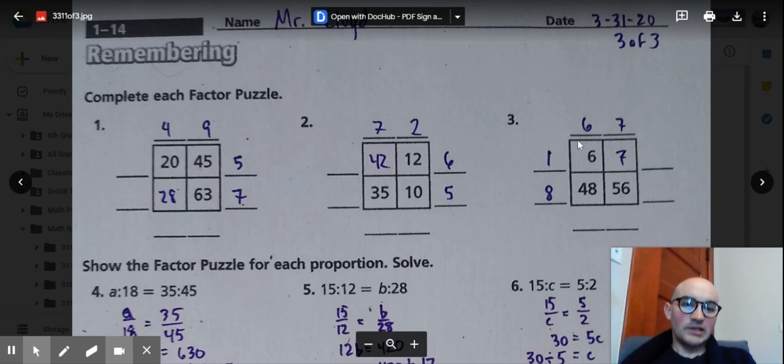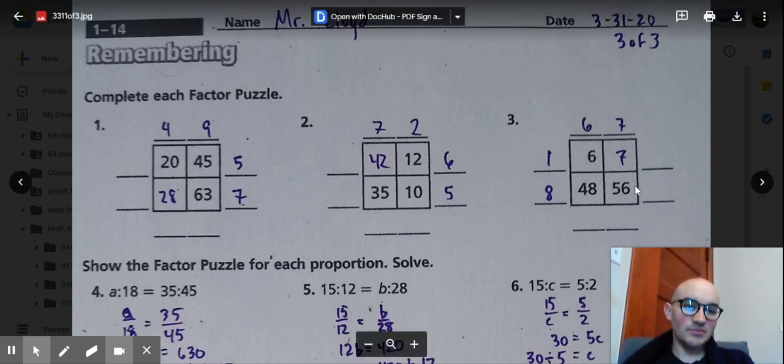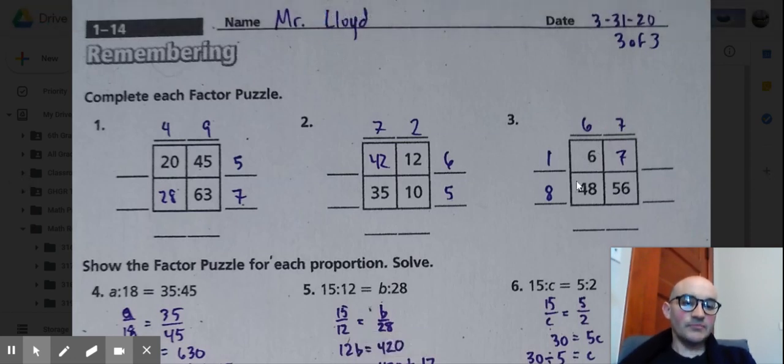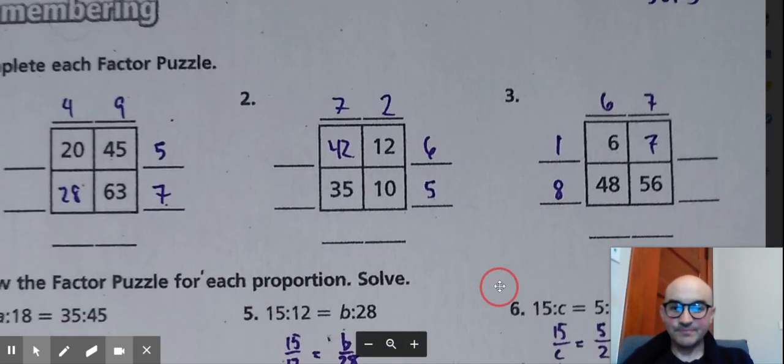Okay. Last one here, 48 and 56, I knew were multiples of 8. So 8 times what equals 48 must be 6. 8 times what equals 56 must be 7. Whoops, I goofed up. 8 times what equals 48 would have been 6. And then 6 times what equals 6 must be 1. Now I go 1 times 7 to give me 7. Okay, I skipped a step there in my explanation.